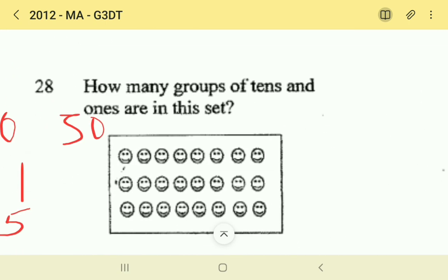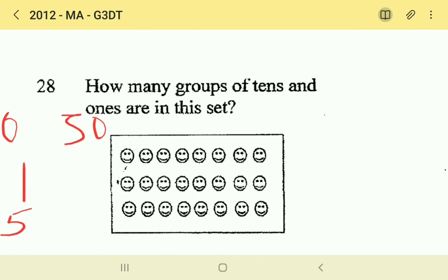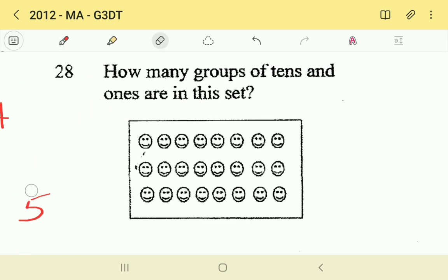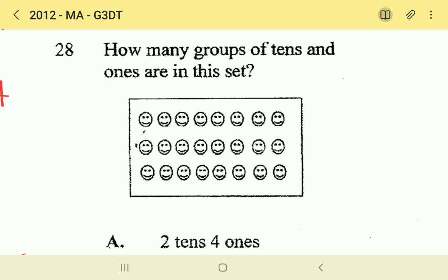28. How many groups of 10s and 1s are in this set? I think this is a repeat item too, guys. Go through the papers, alright? Many items continue to repeat, so when you see them, you're going to know what to do.